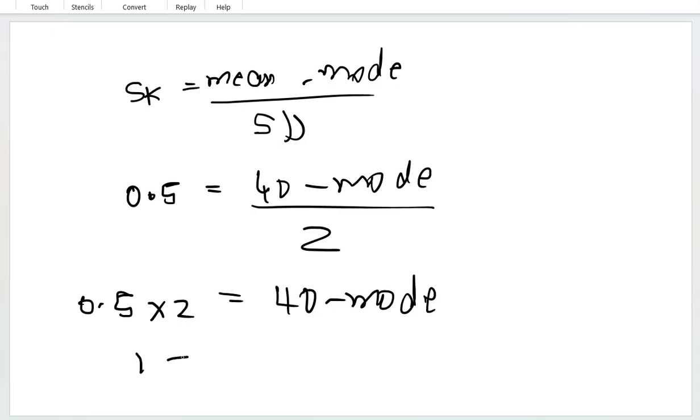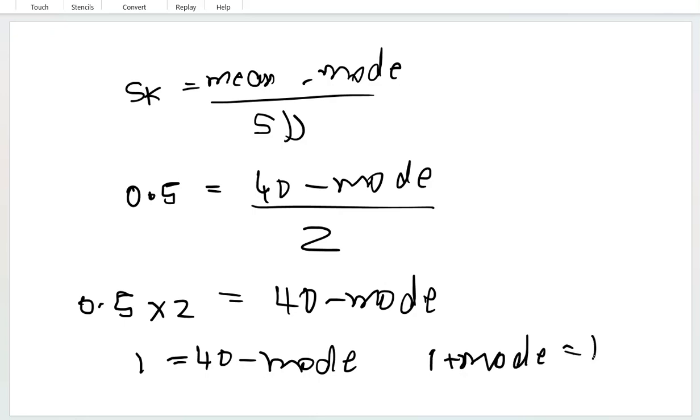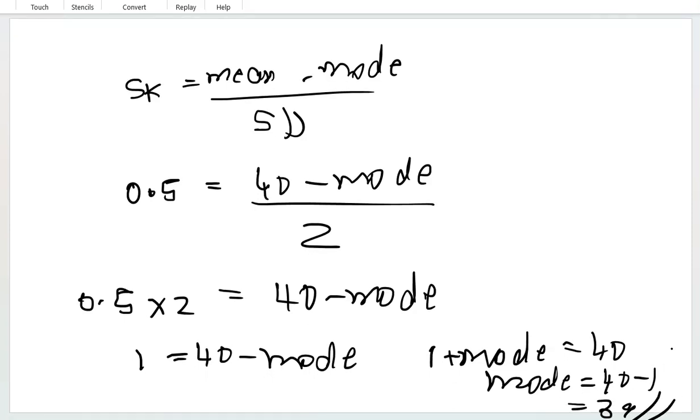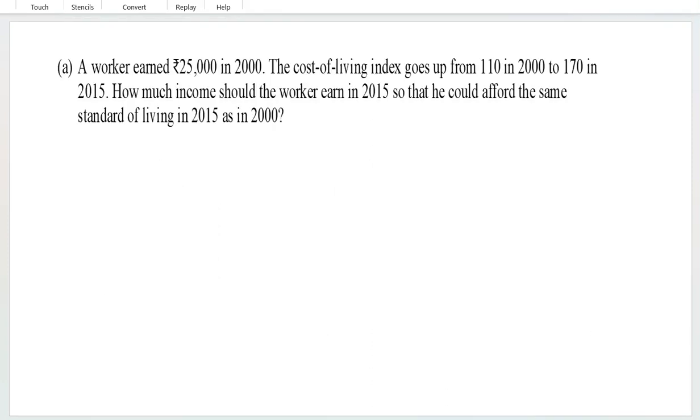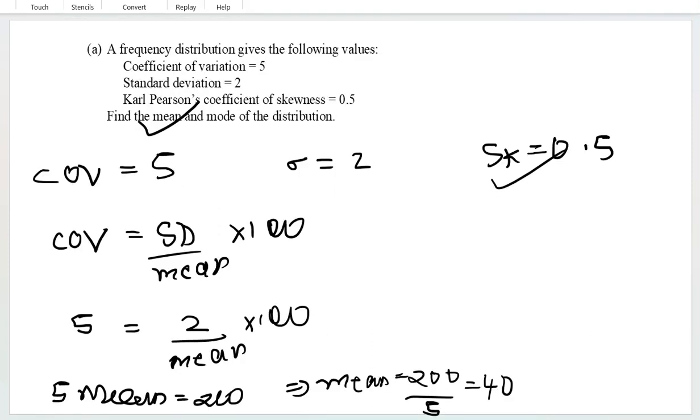So 1 is equal to 40 minus mode. So therefore we get 1 plus mode is equal to 40. Therefore we get mode is equal to 40 minus 1, which is 39. This solves the problem. We move further. Basically in this problem, we have used the information whatever is available. We have used the information about COV, we have used the formula for Karl Pearson, and we got the mean and mode. So the basic idea is we should work with whatever is available, whatever formulas are available, and try to approach the answer.